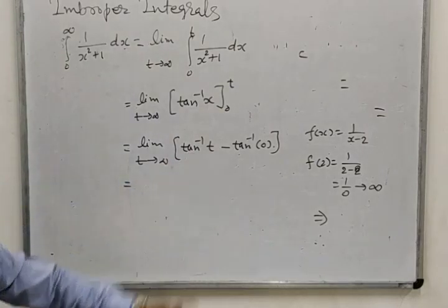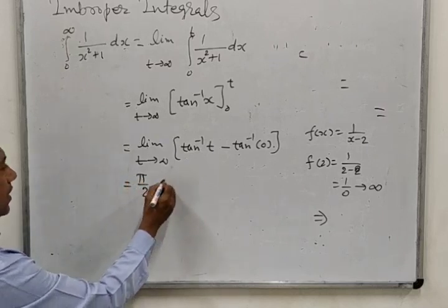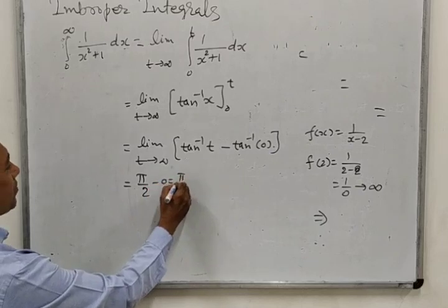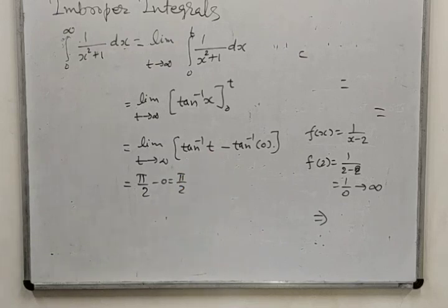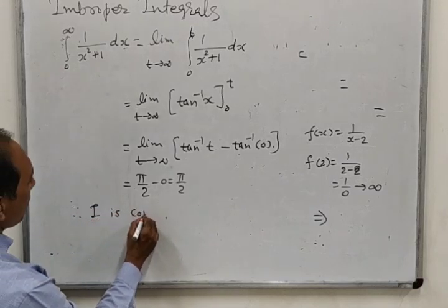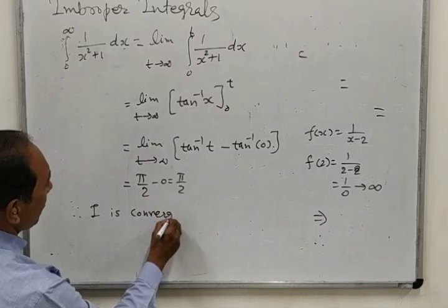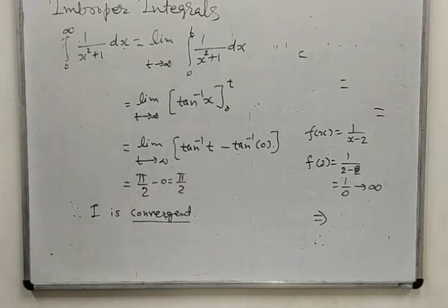Tan inverse infinity. We know that tan becomes infinity at pi by 2, and tan 0 is 0. So now we don't need to write the limit, because we are putting the value directly: tan inverse infinity is pi by 2 and tan inverse 0 is 0. So the value is pi by 2. Therefore we say that I is convergent because its value is obtained, and we mainly focus on convergent or divergent. So its answer is convergent.